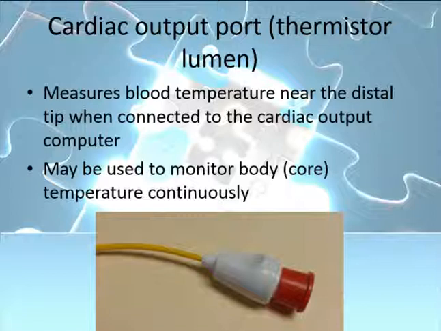Your cardiac output port, thermistor lumen, measures your blood temperature near the distal tip. When connected to the cardiac output computer, it can be used to monitor body core temperature continuously. It does give you a Celsius number. Down in CVICU, they have cheat sheets within each cabinet, and it has a Celsius to Fahrenheit scale on it.